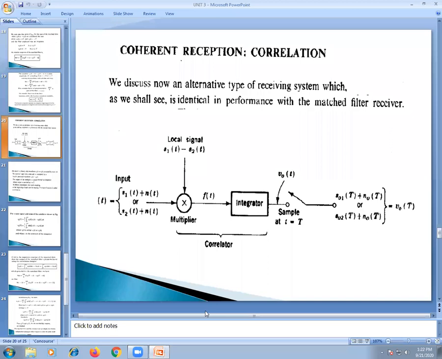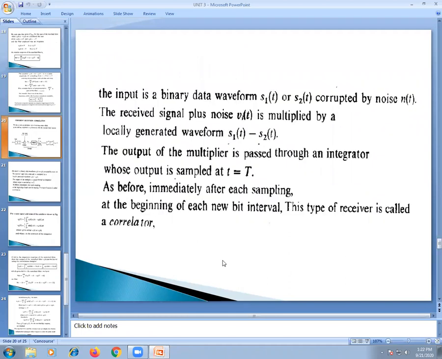Now this multiplier and integrator, both together, are called a correlator. So the input is binary data waveforms S1 of t or S2 of t corrupted by noise N of t. Same as in the previous block diagram explanation: the input is binary data waveforms S1 of t or S2 of t corrupted by noise N of t.